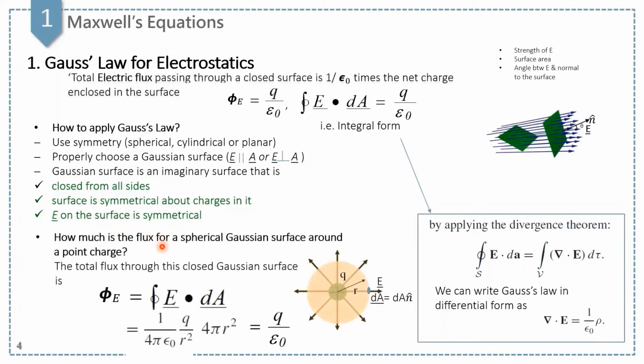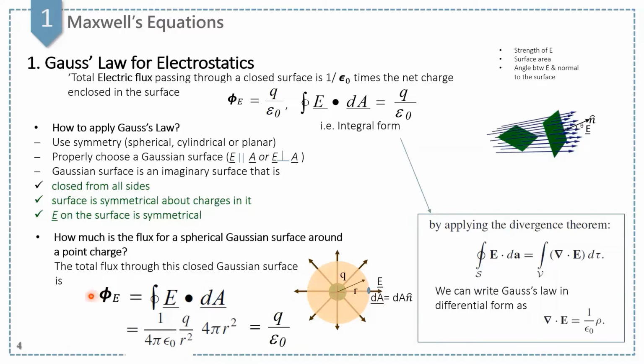Now the question is, how much is the flux for a spherical Gaussian surface around a point charge? To answer this question, let's consider a spherical Gaussian surface having a point charge Q placed at its center, and at every point of the sphere, the electric field is radially outward and hence making angle 0 degree with area vector.